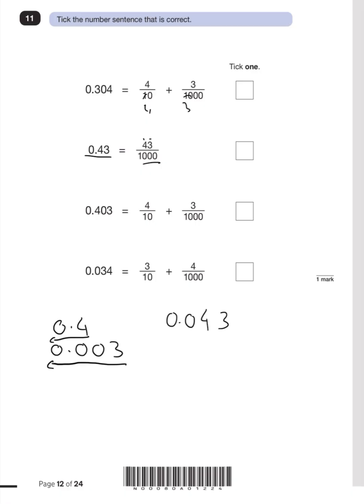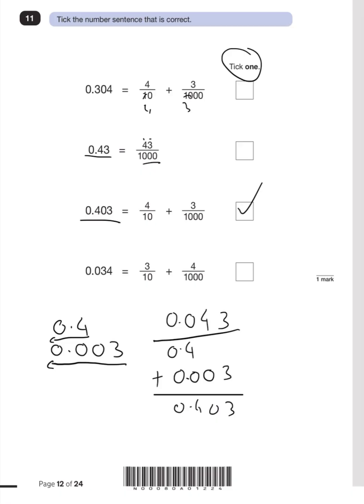0.403 equals 4 over 10 plus 3 over 1,000. 4 over 10 is 0.4. 3 over 1,000, I'm going to write it backwards, 3,000, decimal point, 0.003. If we add those two together, we get 0.403, which is what we've got here. That's correct. It says tick 1, so this one must be wrong because I'm confident about the third one.